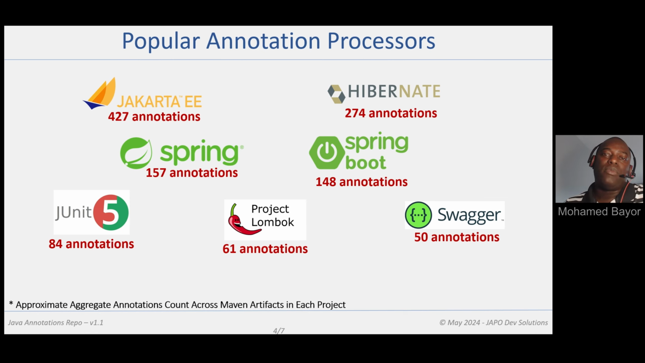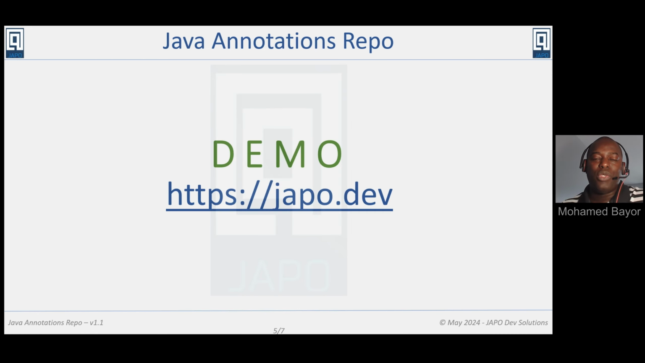Despite the popularity of annotations and hundreds or even thousands of them being offered by several Java libraries, there has never been any sort of search engine dedicated to researching detailed information about Java annotations. We took that challenge and started JAPO.